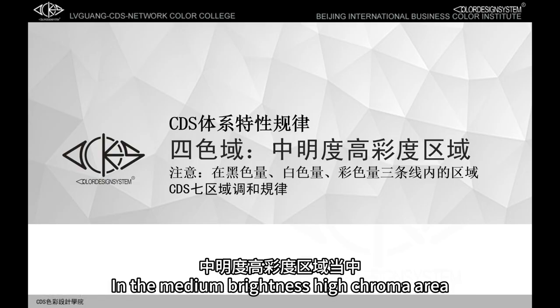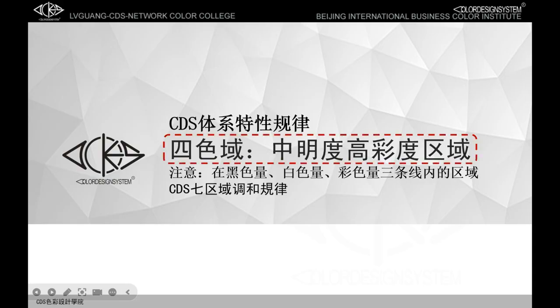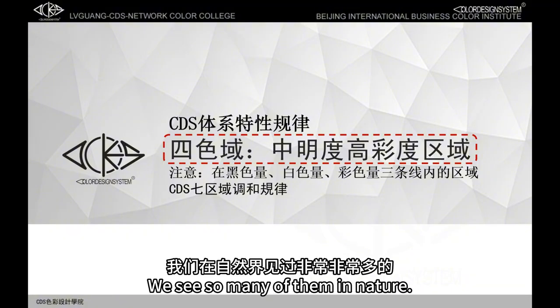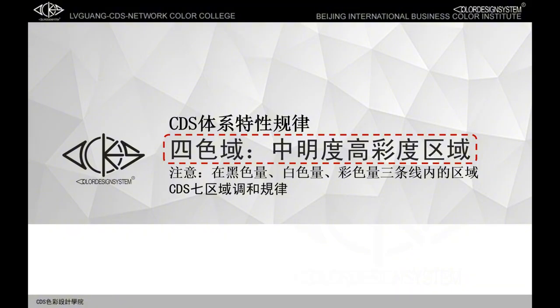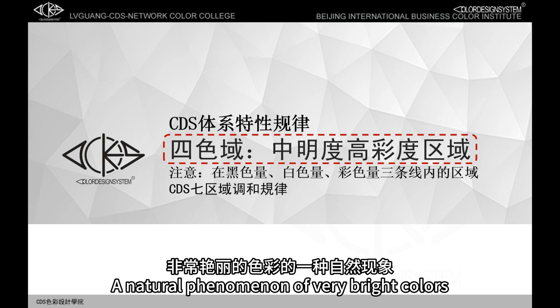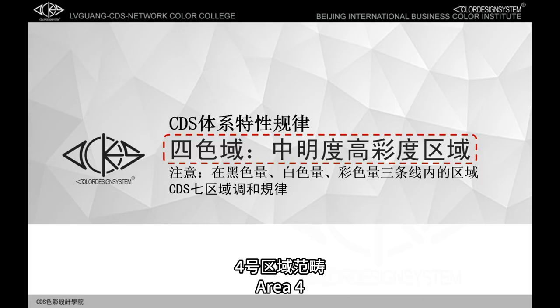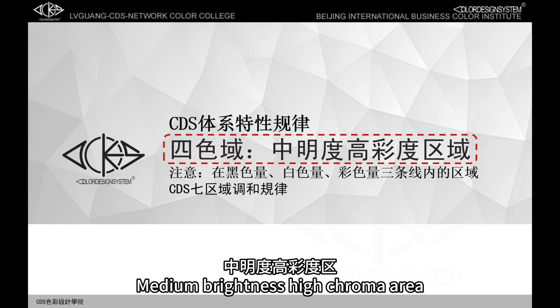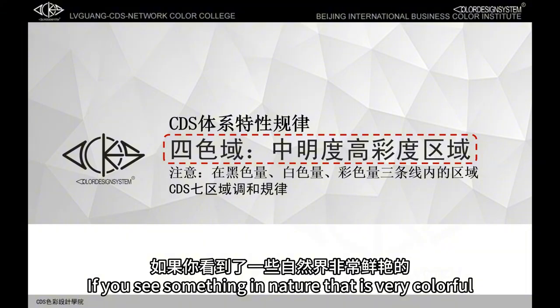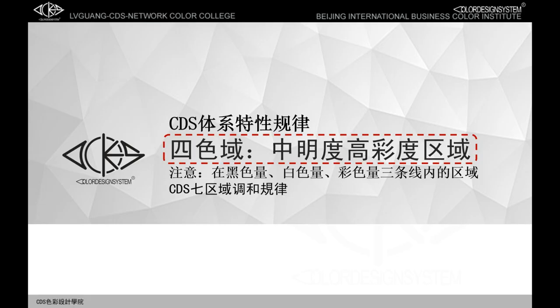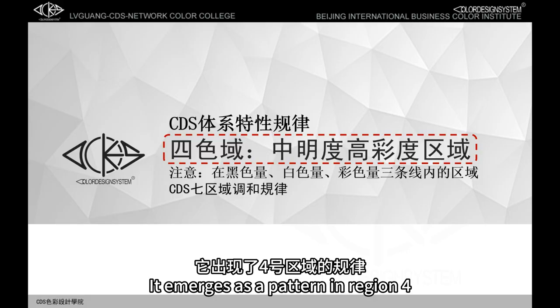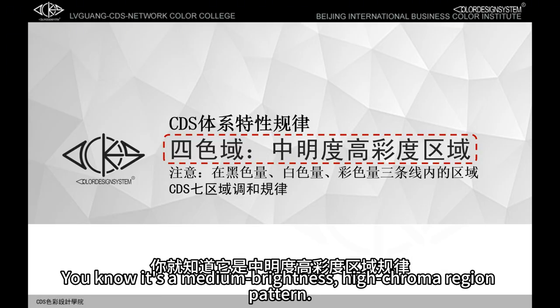In the medium brightness high chroma area, this is very unique. We see so many of them in nature, in natural landscapes like this, a natural phenomenon of very bright colors. That's basically the category of Area 4. If you see something in nature that is very colorful, or among humans, some color designs that imitate nature, it emerges as a pattern in region 4. You know it's a medium brightness, high chroma region pattern.